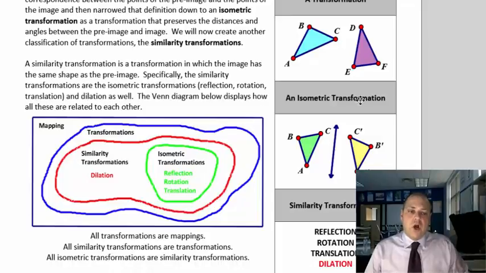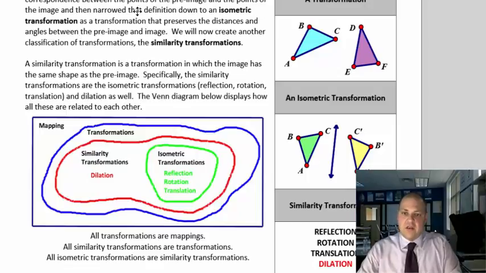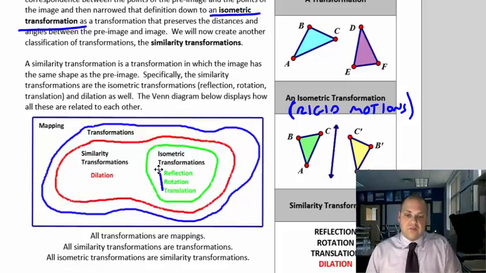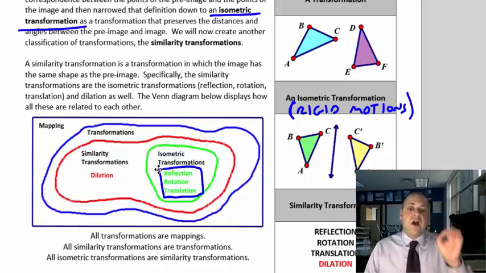Like we already know, isometric transformations, which we learned earlier in the year, are also called rigid motions. I'm going to put that right here: rigid motions. Isometric transformations are rigid motions. Those are reflections, rotations, and translations. We should already know that. Our rigid motions, our isometric transformations, are our reflections, rotations, and translations.